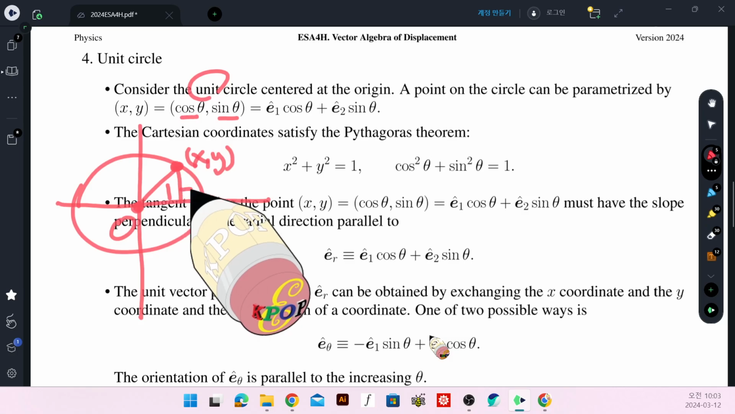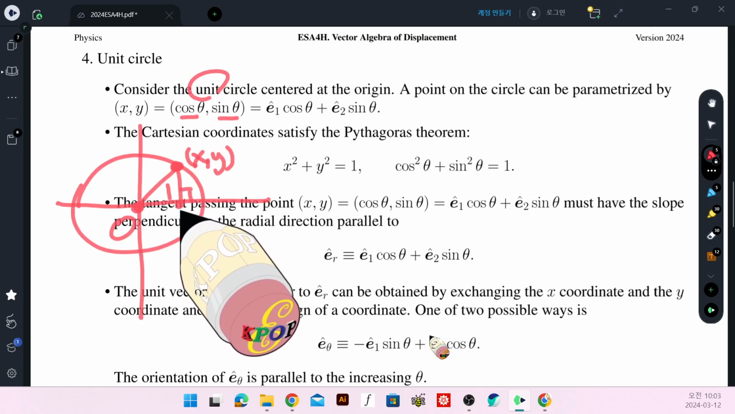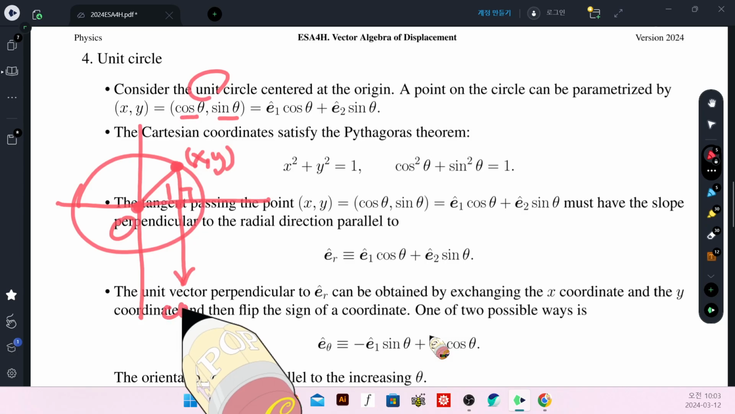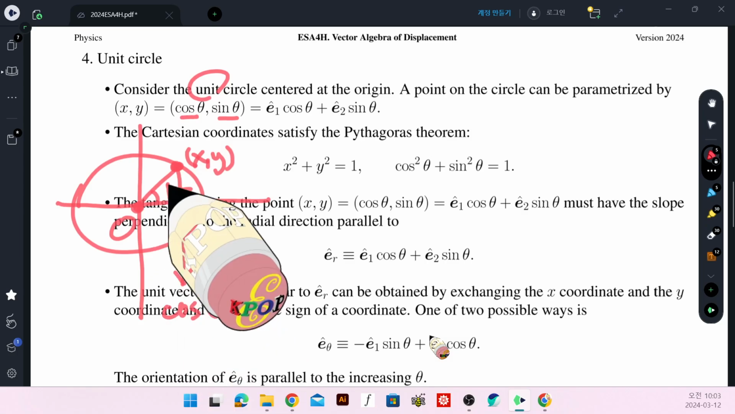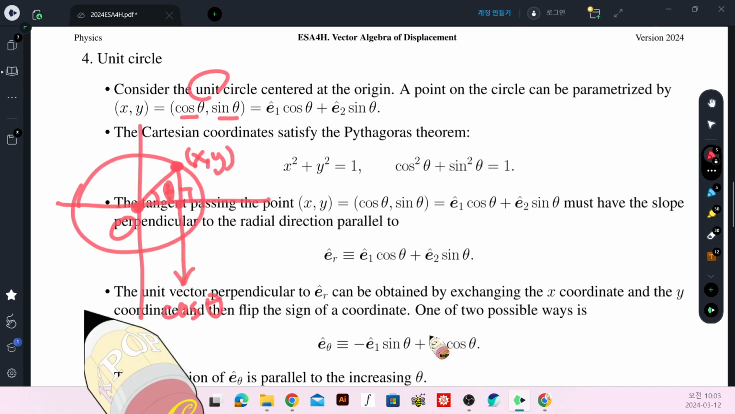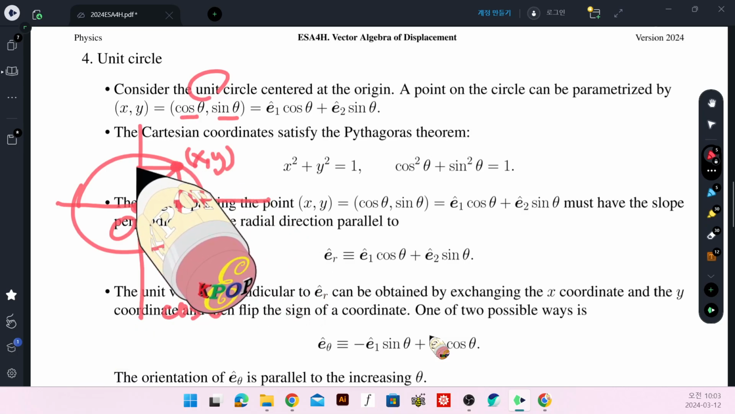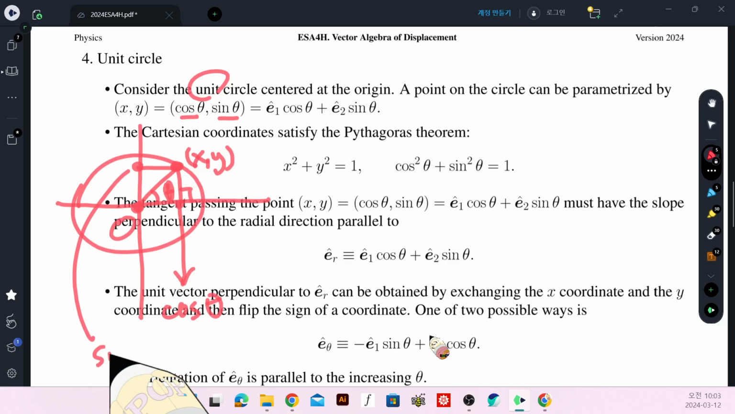We have a right triangle. And the x component here is cosine theta when the angle is theta. And the y coordinate should be sine theta.